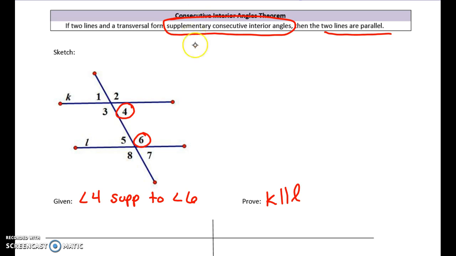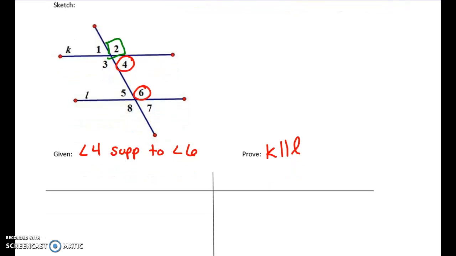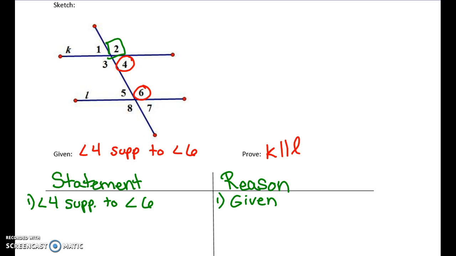And at this point, I'm also going to choose a helper angle. I'm liking angle 2 because it corresponds with angle 6 and it makes a linear pair with angle 4. I also would have liked angle 7. Anything else would make life a little bit too complicated. So those are the two angles I like, and let's take a look at the beginning of the proof. So we can start with angle 4 is supplementary to angle 6 because that's what we were given.